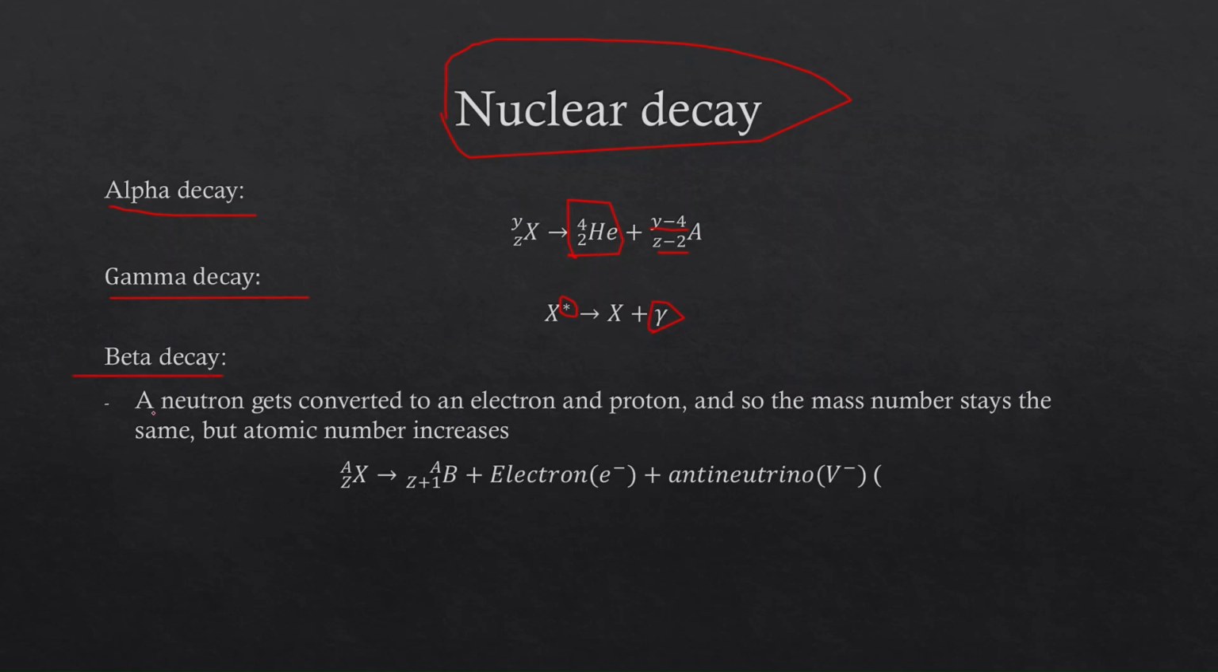And then you have beta decay, in which a neutron gets converted into an electron and proton, and so the mass number stays constant, but the atomic number increases. And this is basically the general equation. But note that there are 2 types of beta decay: beta positive decay and beta negative decay. Don't need to go into any depth about that. Just remember this equation over here.